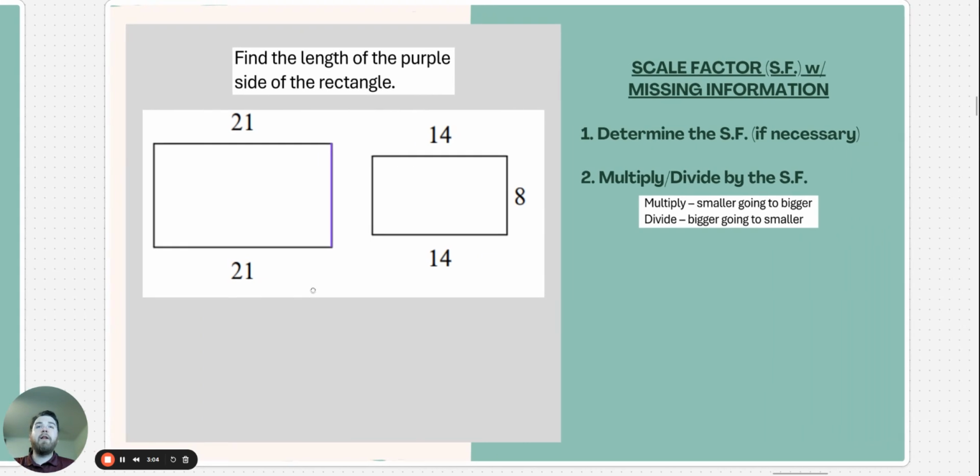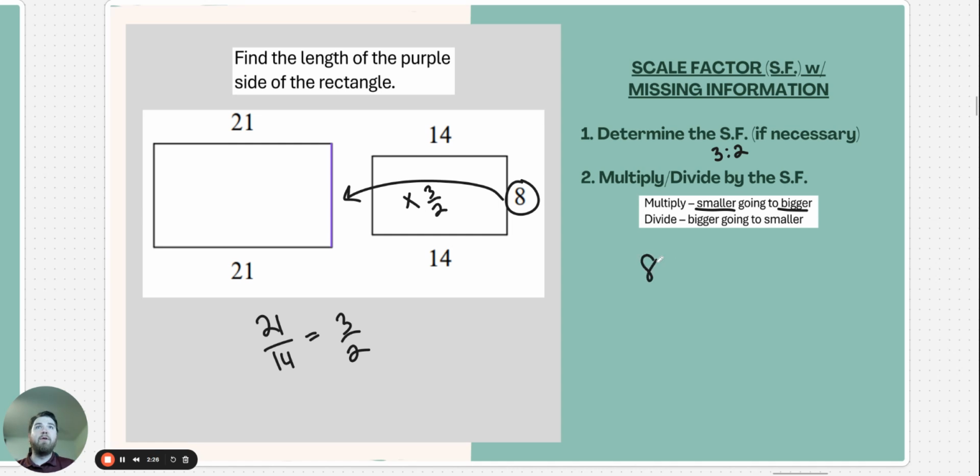All right. What is this going to look like if we're missing information? Say that we're trying to find the purple length of that rectangle there. First things first, we want to find what our scale factor is. So 21/14 is just 3/2. That's my scale ratio. I could put my scale factor as 3/2 or 3:2. Then we're going to multiply by the scale factor. If you're going from smaller to bigger, so this rectangle is smaller and I'm going to the bigger one, you multiply by that scale factor. So 8 times 3/2. When I do that, I get 12.